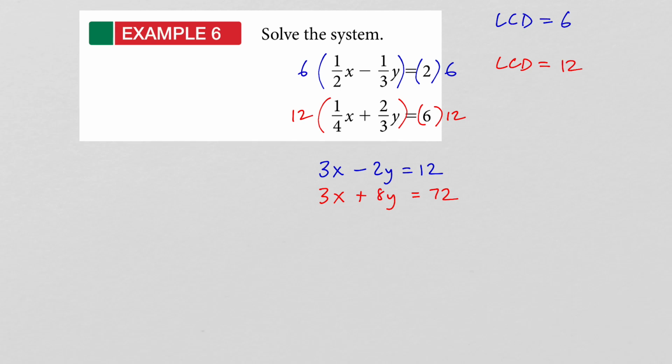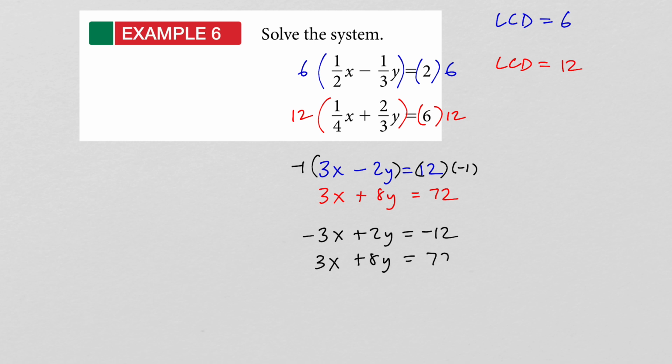Now, once the fractions are taken out of the problem, it's just like what you've done before. So what I would do in this case is I would simply multiply both sides by -1, because that's going to give us -3x plus 2y equals -12. And the second equation is 3x plus 8y is equal to 72. And now when we add these equations together, we get 10y is equal to 60, which means y is equal to 6.